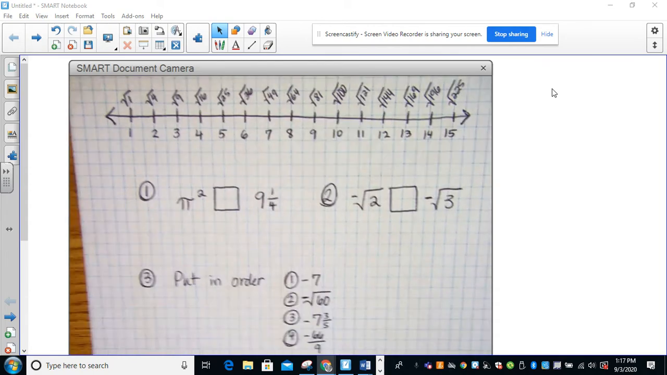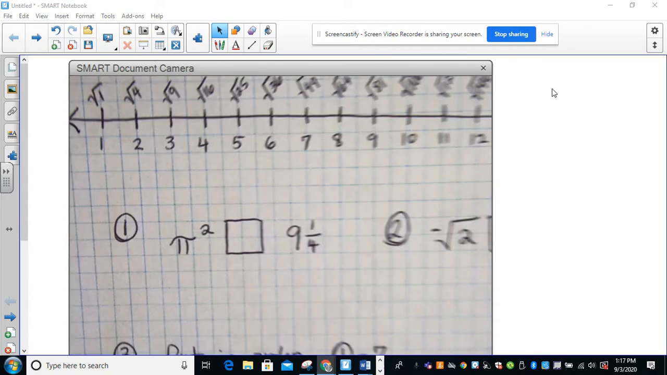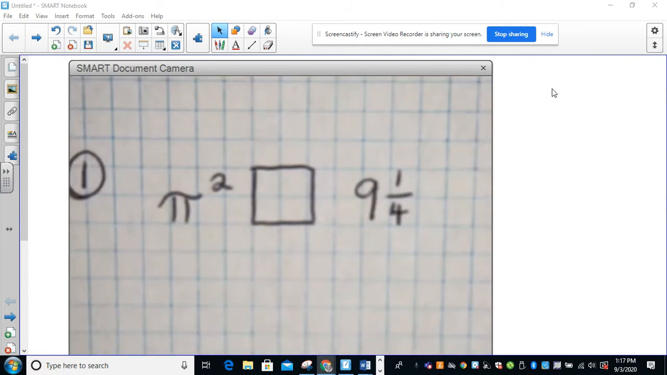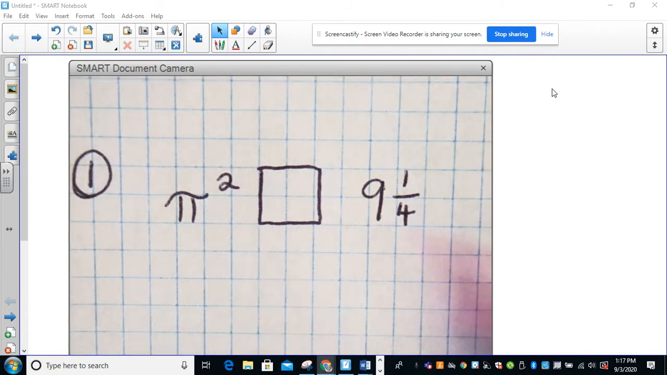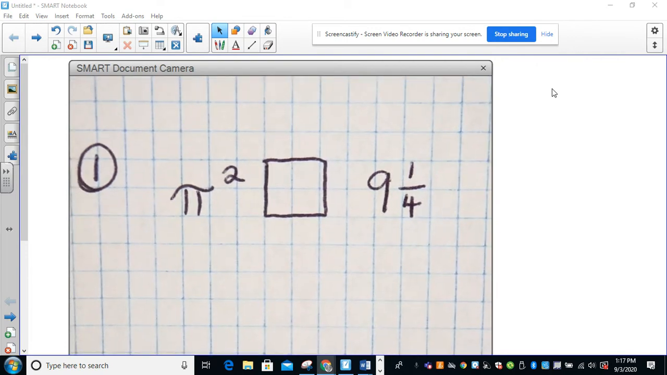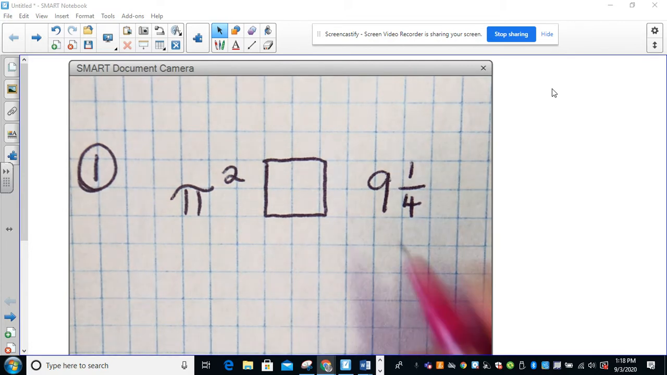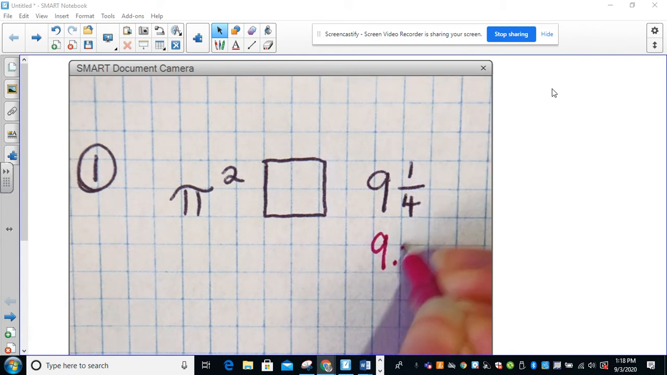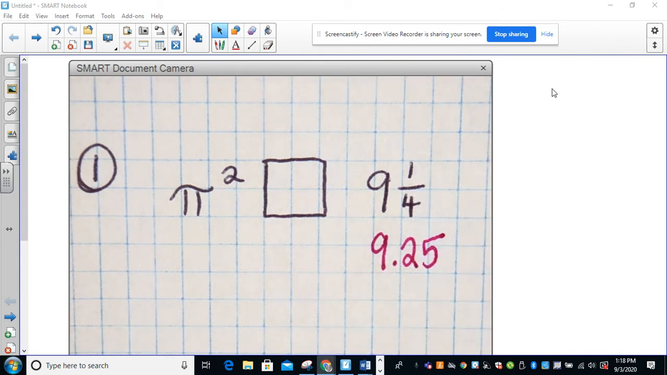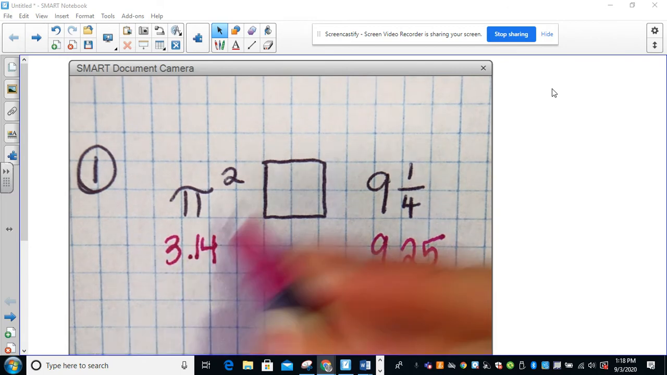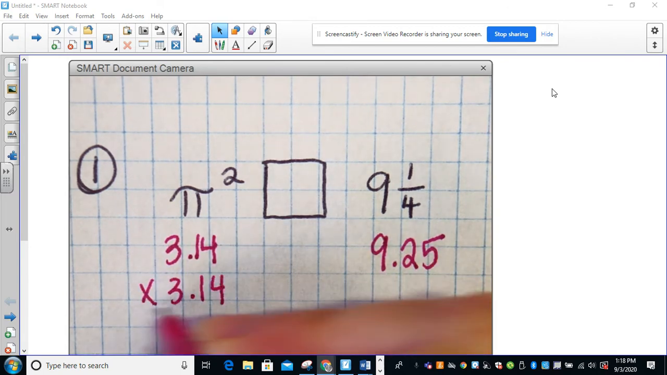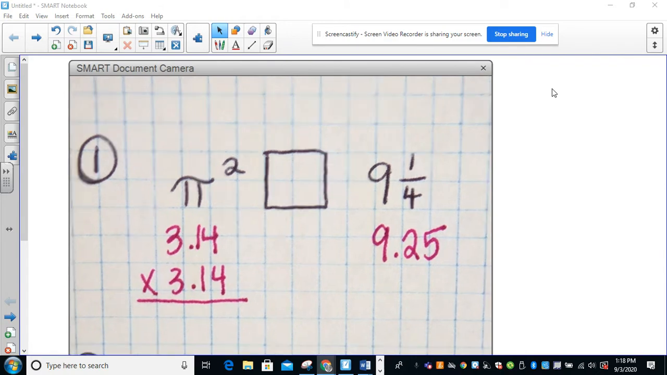Here, the first one, we are trying to compare these two numbers. So you have pi squared and then 9 1/4. It's easiest to compare them if they are in decimals. I know 9 1/4 is the same thing as 9.25. I also know that pi in a rounded off number is 3.14. And to square it, I'd need to multiply 3.14 times 3.14.